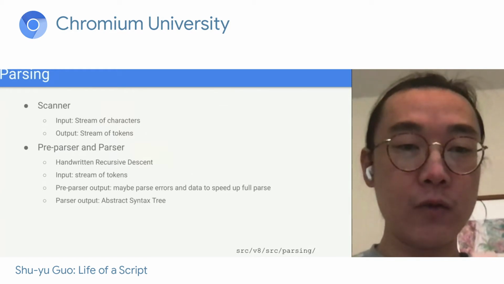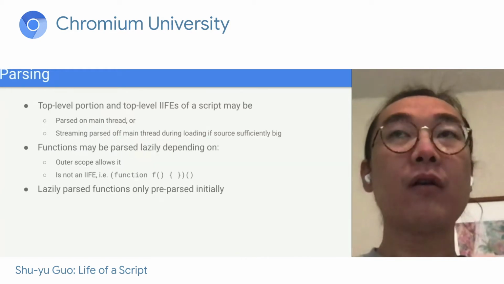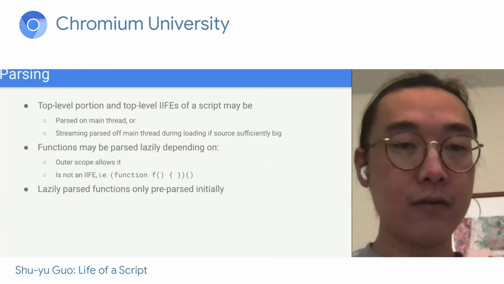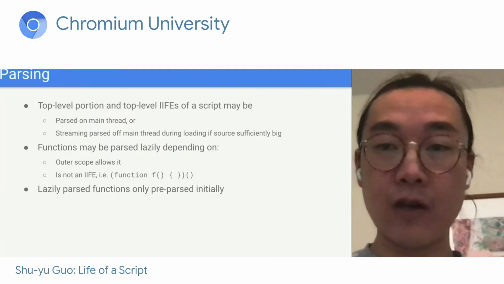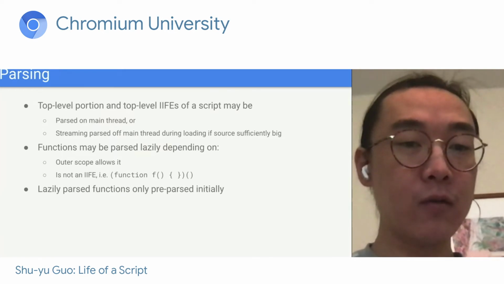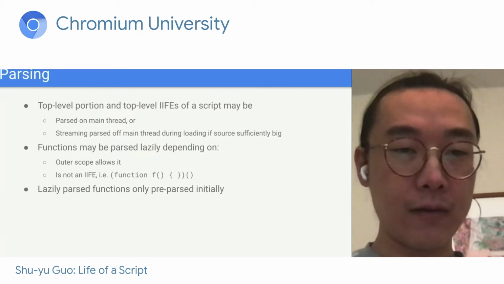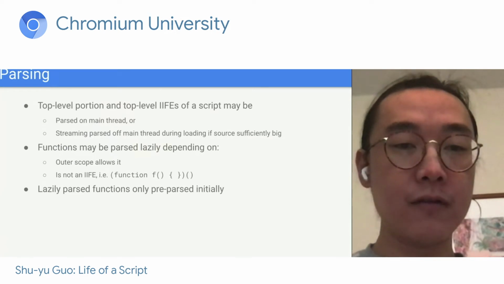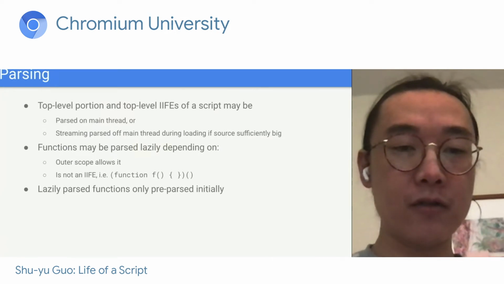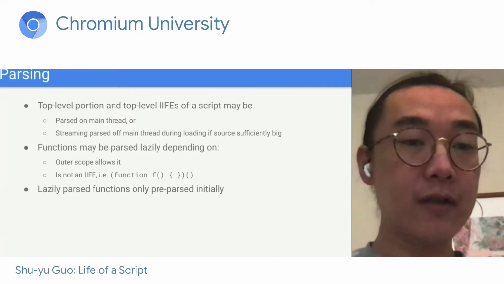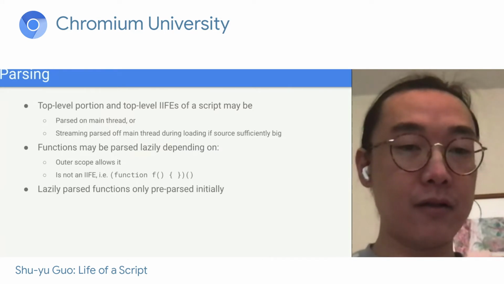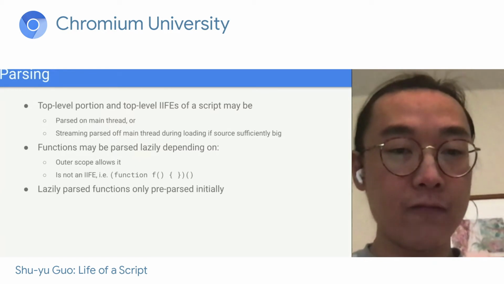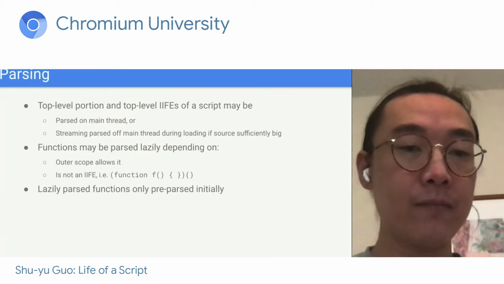And the reason we have that is for an optimization. Not all code in a script is executed immediately, or perhaps ever. Sometimes there are just dead functions. And there's an optimization where we don't eagerly compile everything. The top level portion of a script and top level IIFEs, or immediately invoked function expressions, where you have a function expression and then you just call it immediately, are parsed eagerly. They could be, as mentioned, stream parsed off main thread during loading itself, or parsed in the main thread.